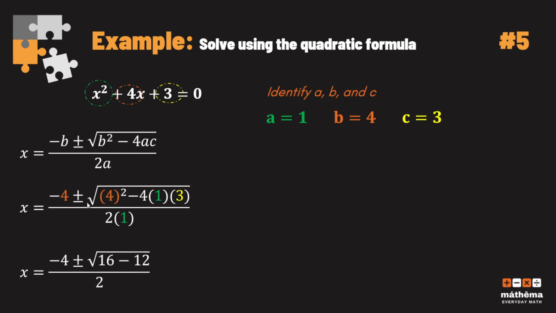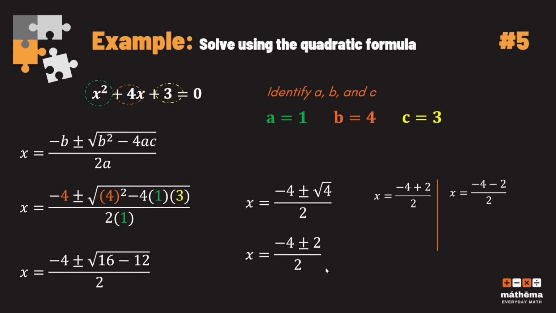Simplify. We will have 4 squared is 16. Negative 4 times 1 times 3 will give you negative 12. 2 times 1 is 2. So we will now have x is equal to negative 4 plus minus the square root of 16 minus 12, which is 4, all over 2. Simplify, we have x is equal to negative 4 plus minus 2 over 2. Solve for x. We have x is equal to negative 4 plus 2 over 2, which is equal to negative 1, and then the other one will be equal to negative 3. So the solutions are negative 1 and negative 3.